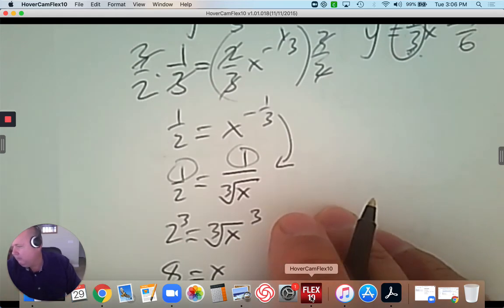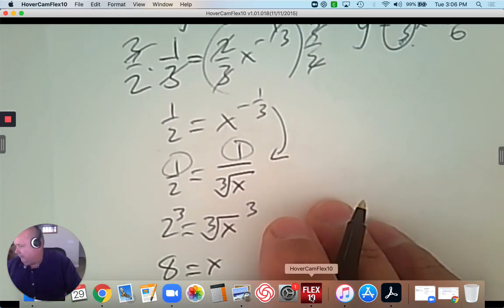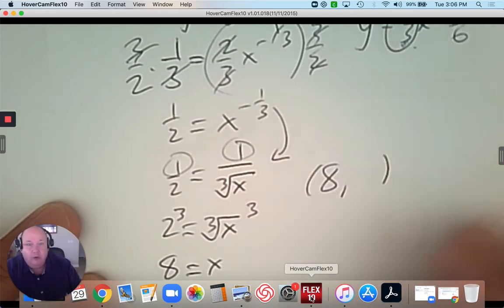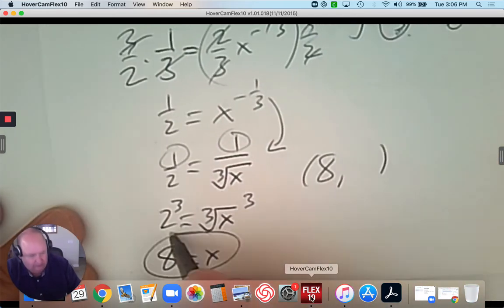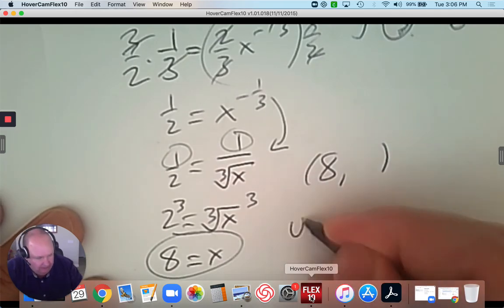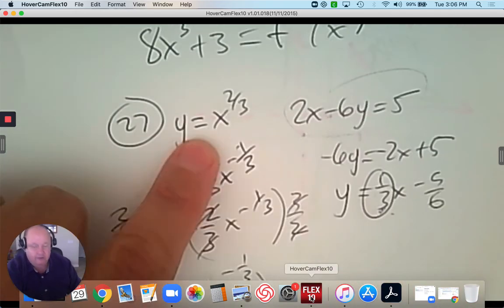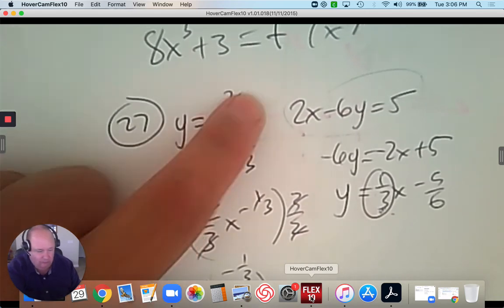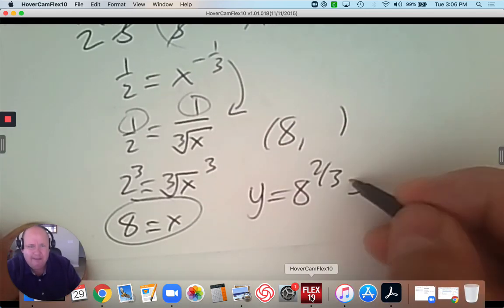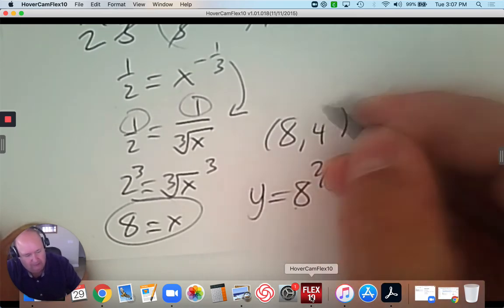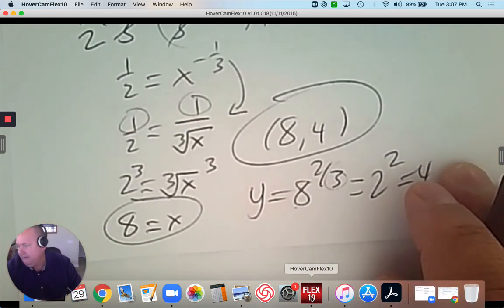Now it says both the x and the y. So it says the point. So we have x equals 8. So what point? We have what x equals. To know what y equals, it's 8 to the 2/3. So you go back and say, oh, what does y equal then? Well, 8 to the 2/3. What does that mean? The cube root of 8 is 2, and 2 squared is 4. So the point is at 8, 4, where that's happening.